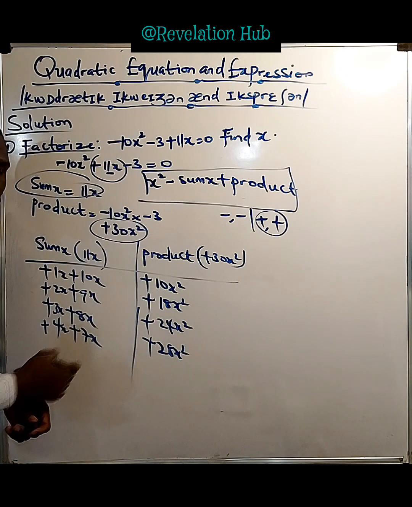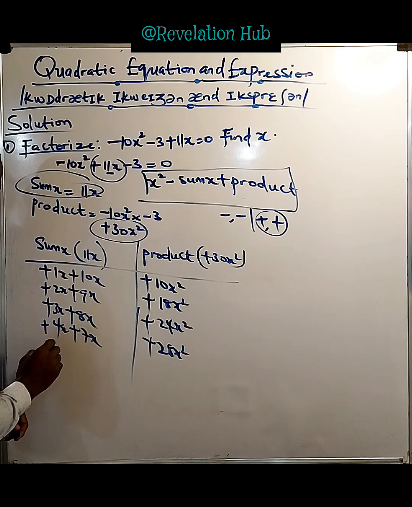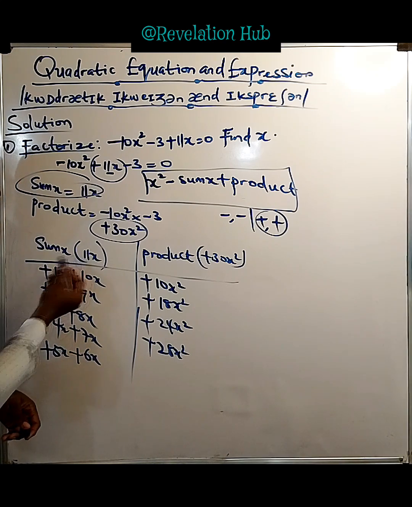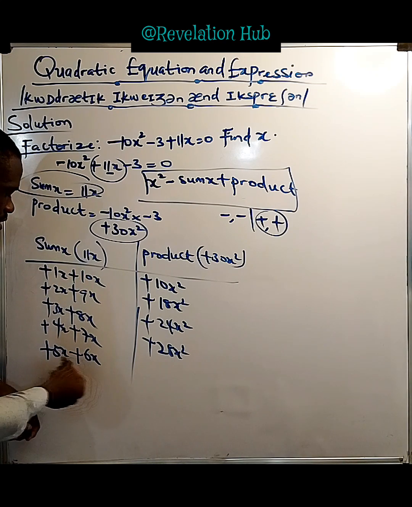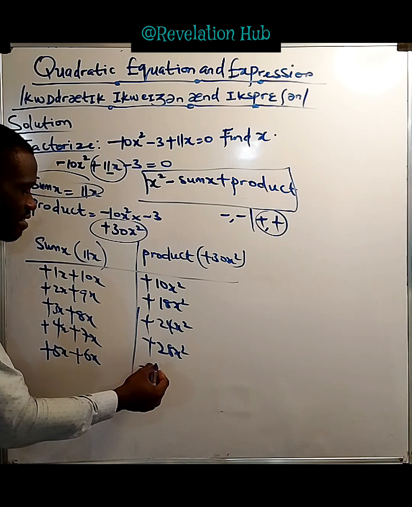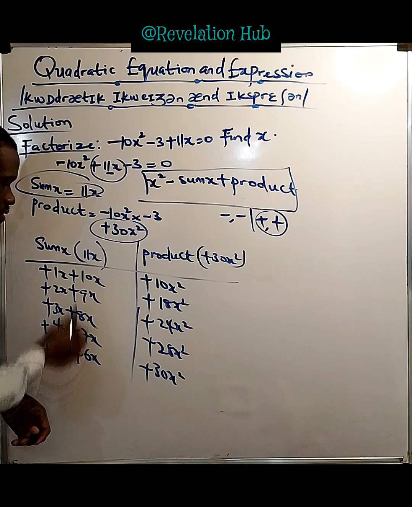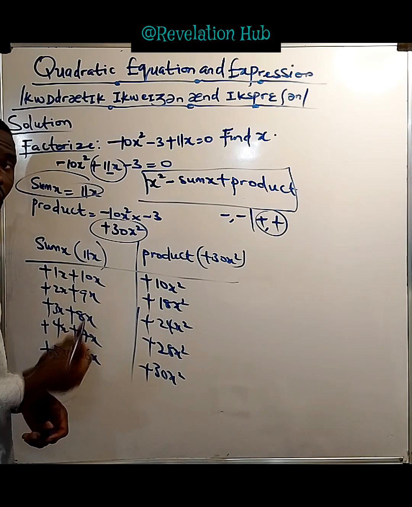Quite very close. So the last, we say plus 5x plus 6x, 5 plus 6 will give us plus 11x. Now let's get a product. Plus and plus is plus. 5 times 6 is 30. x times x is x squared. And finally, we have our sum to be plus 11x and our product to be plus 30x squared.